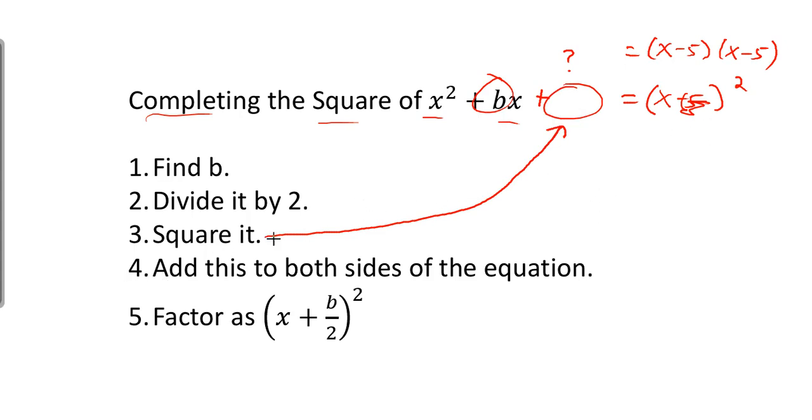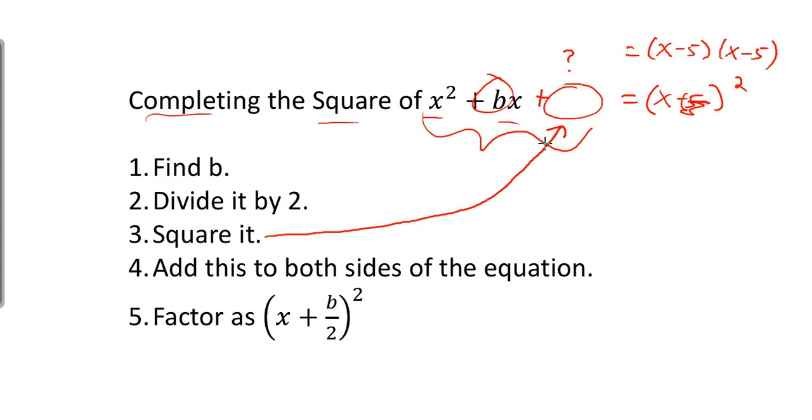So that's step 4. Add this result to both sides of the equation. So we're going to be dealing with an equation. Whatever you add to this expression on the left-hand side, you have to add the same thing to the right-hand side. Then you should be able to factor this as a perfect square. If you get nice numbers here, you probably will have no problem factoring it. You won't need any assistance.